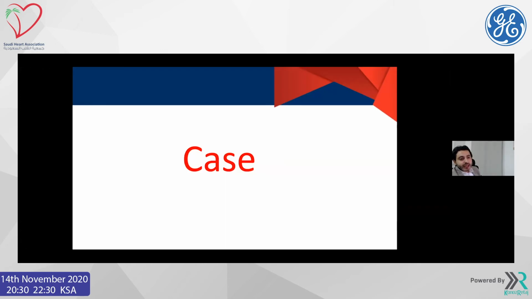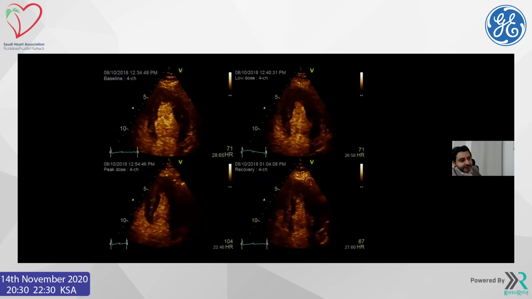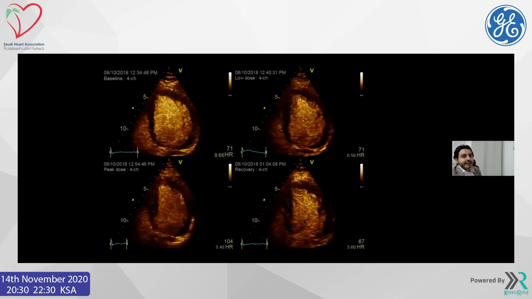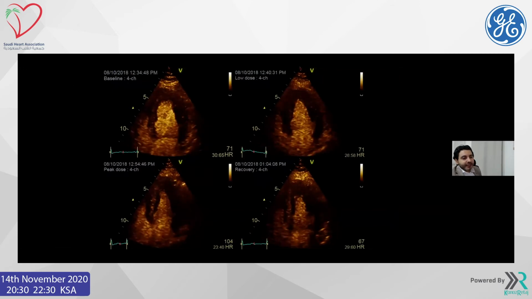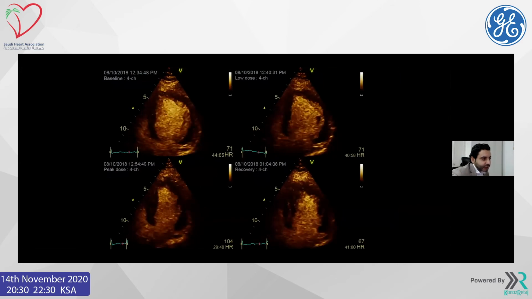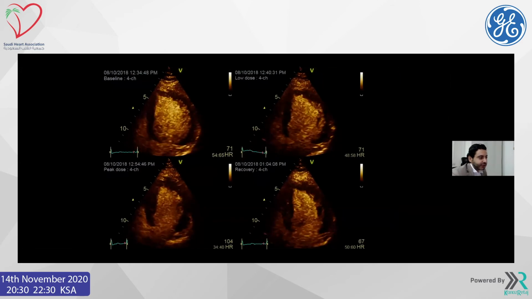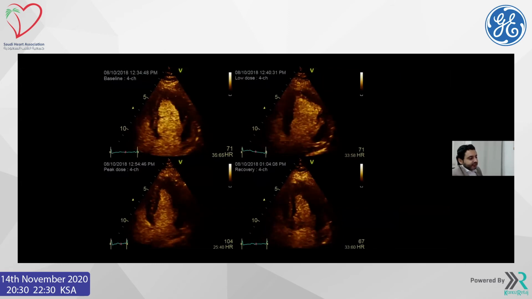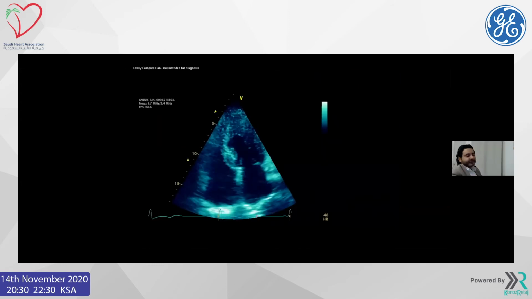Contrast can be used for LV classification, even in stress, because it's part of stress. So not doing a stress because we have a bad image is no longer an excuse. We can now do a stress echocardiography even if the image is not good, as long as we have contrast in hand. Okay.